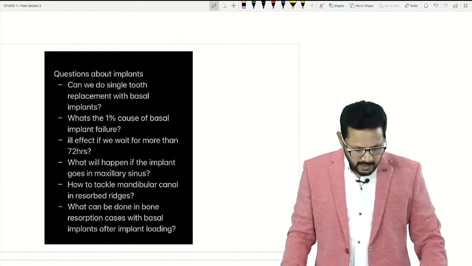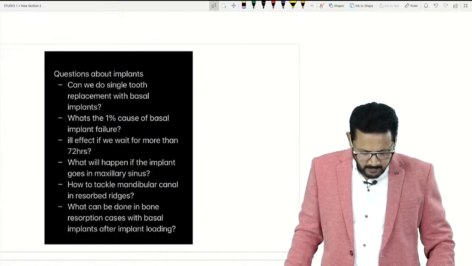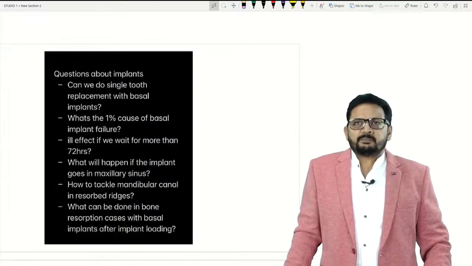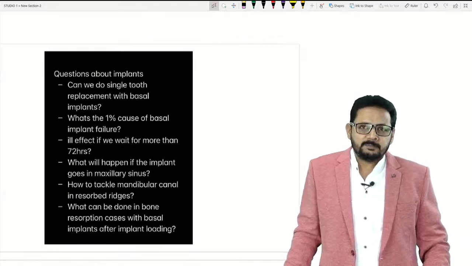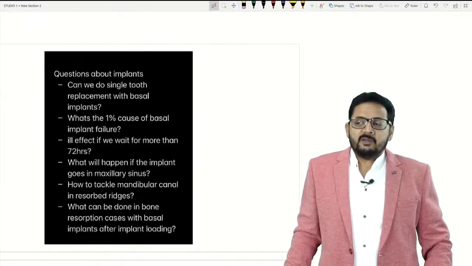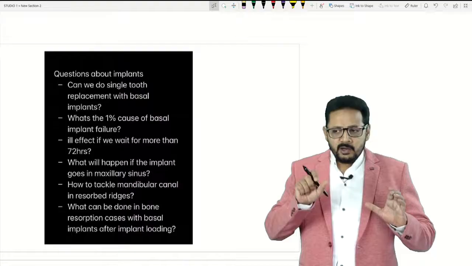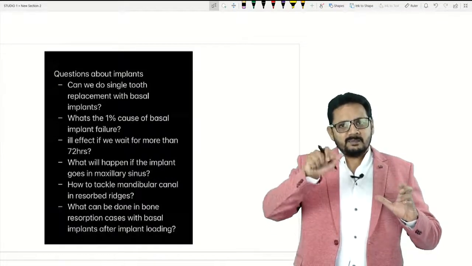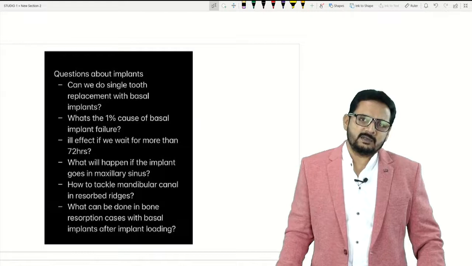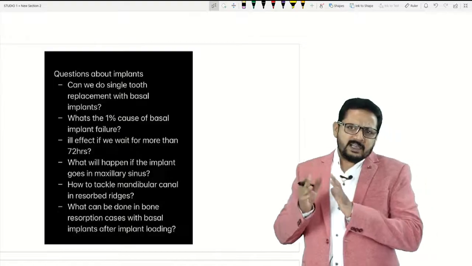Got it? Now, what will happen if the implant goes into the maxillary sinus? First of all, why should it go into the maxillary sinus, you tell me. The reason is that if you apply undue forces while screwing the implant into the bone, there is a chance sometimes that it might slip into the maxillary sinus. We will deal with this in detail in the surgical aspect anyway.